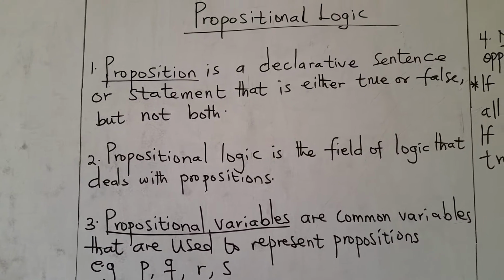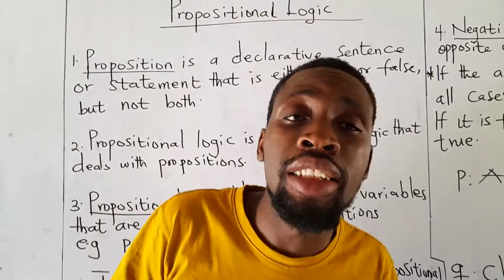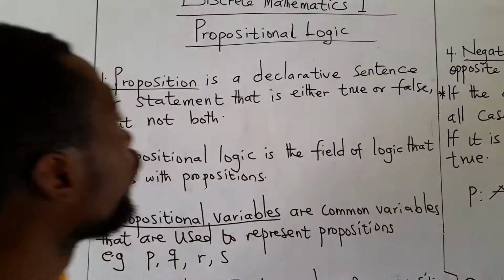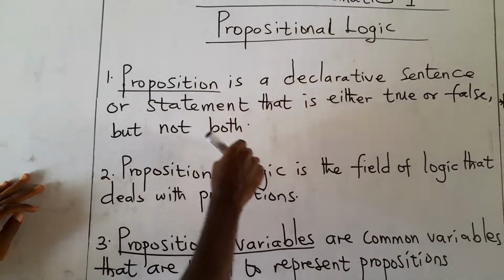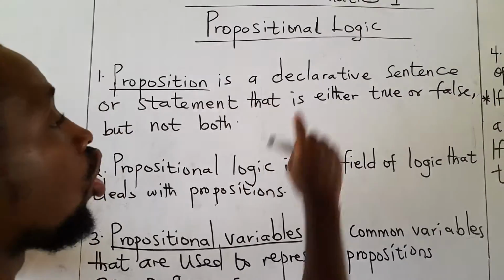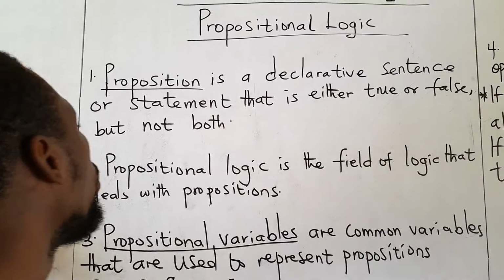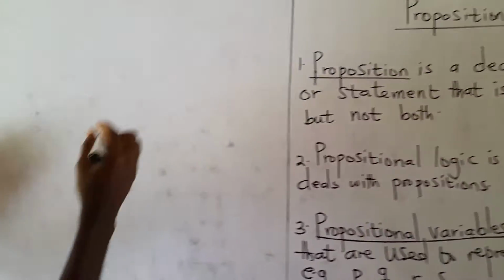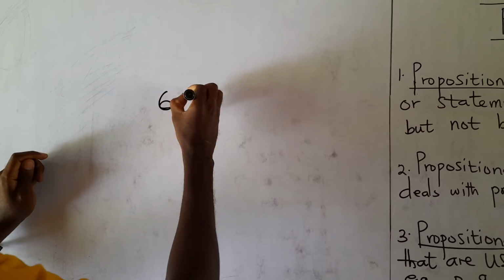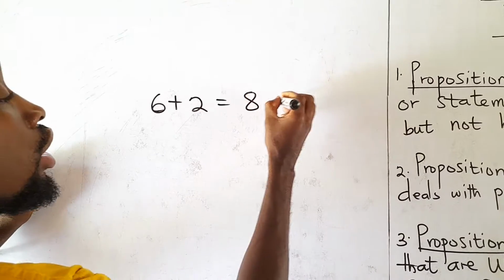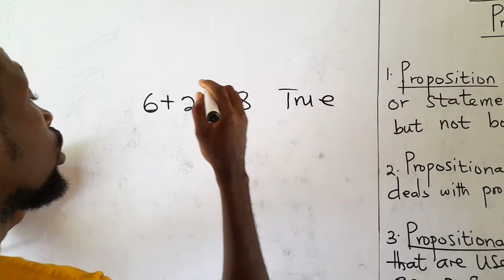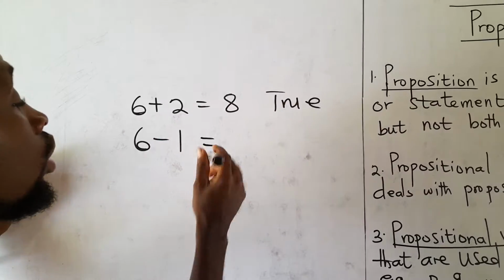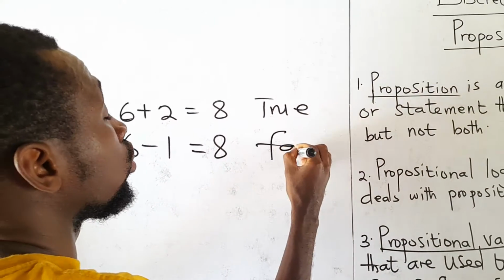So we'll look at some tips and terms that will enable us to understand the topic of propositional logic. First, what is a proposition? When we say proposition, it's a declarative statement or sentence that is either true or false, but not both. What does that mean? If we have the statement 6 plus 2 is 8, this is true. And 6 minus 1 is equal to 8 is false.